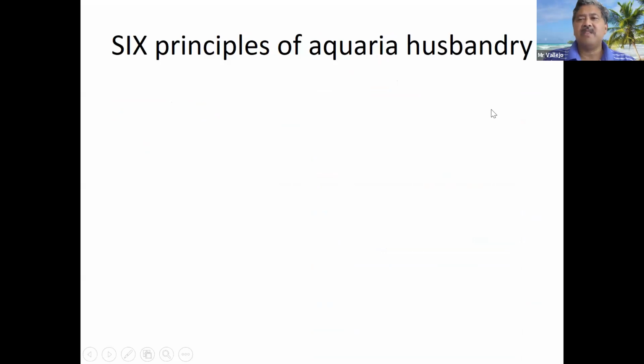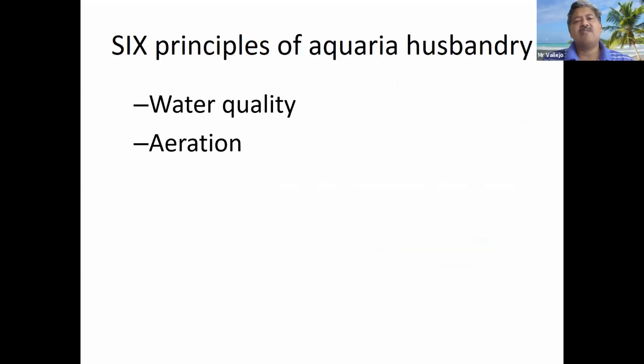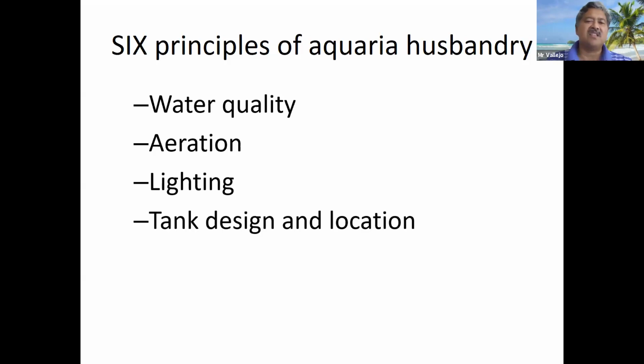Okay, so there are 6 principles of aquarium husbandry. And so we're going to take a look at some of those today. First, you got to know something about your water quality. You have to have oxygen in the water for all the living things. That's called aeration. Things need light. You're going to have plants in the aquarium, and they are going to need light because plants need light in order to make food through photosynthesis.